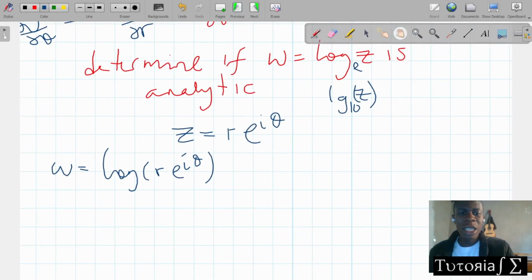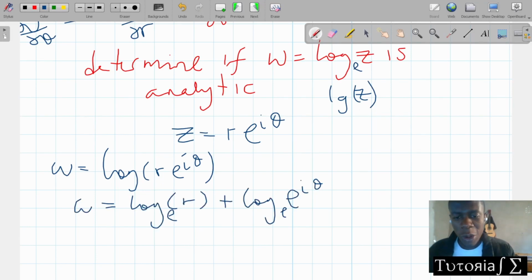If it is just LG with nothing down here, then you know that what you're dealing with is in base 10. All right, so if it is just LG of Z, you're dealing with base 10. If it is just log, then you know that you're dealing with base E, like that. So this is base E. So we can write this as a log. We can even put a base E there, but there is no need, but you should know that it's in base E.